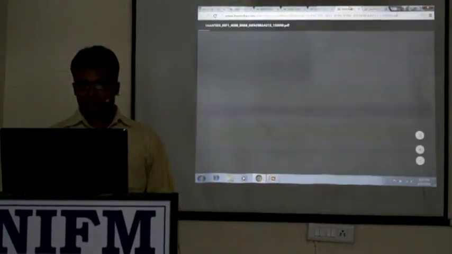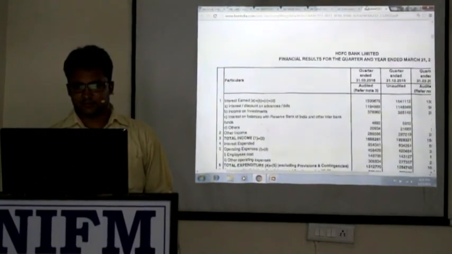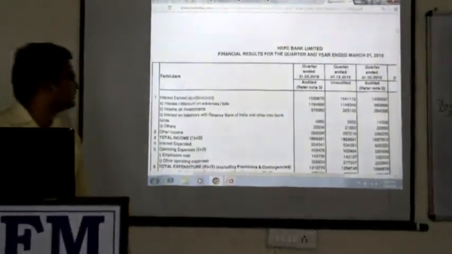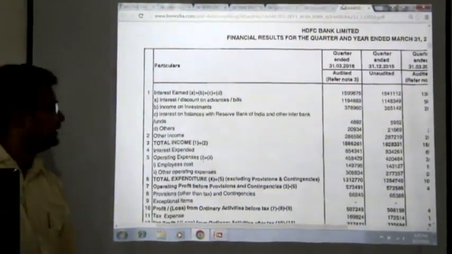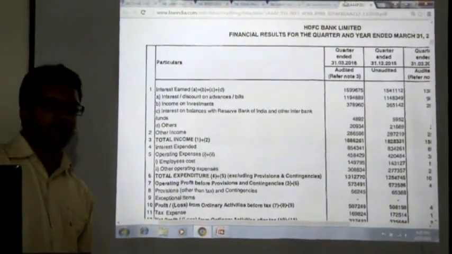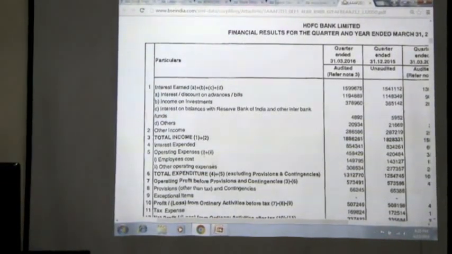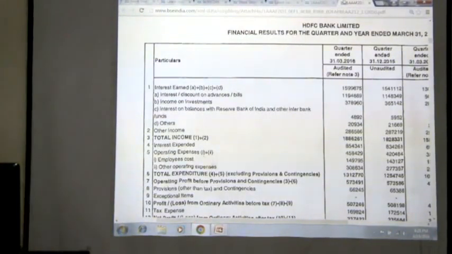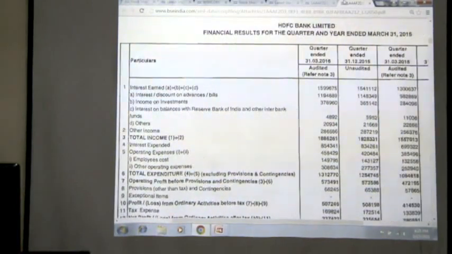Once we have opened the PDF file, we will look for the income statement. Here we clearly see the financial results for the quarter and year ended March 31st, 2016. So in the case of a bank, what would be the net sales? Net sales would be the interest earned. I mean, they have given loans to various people, various banks, various corporates and other firms, and the interest earned upon those loans would be the interest earned. So interest earned is more or less equal to the sales of the bank.